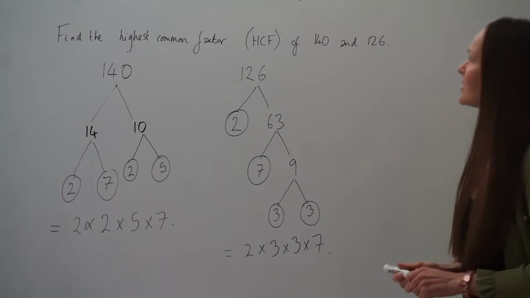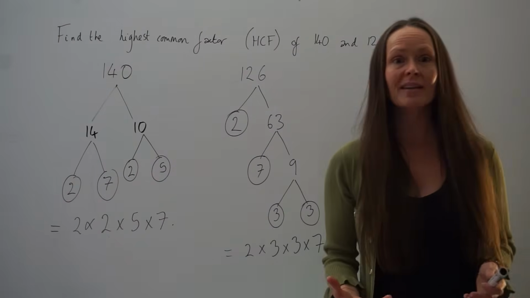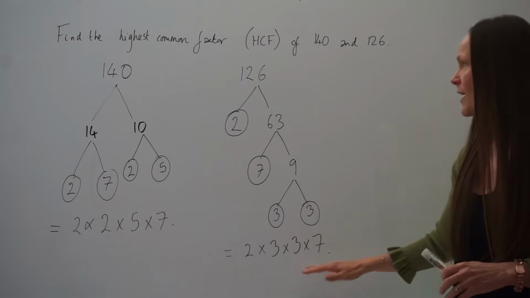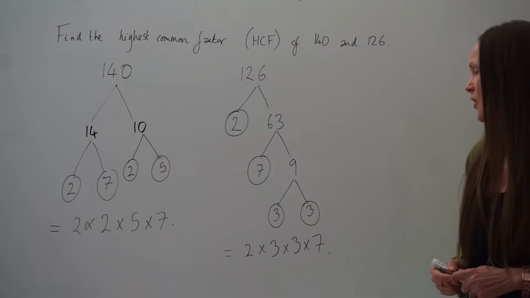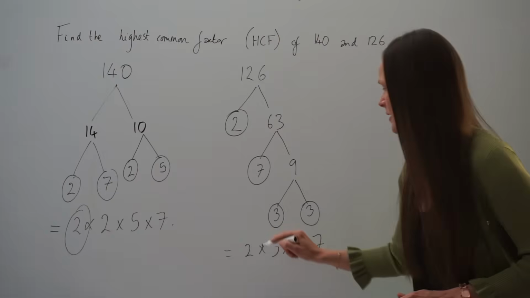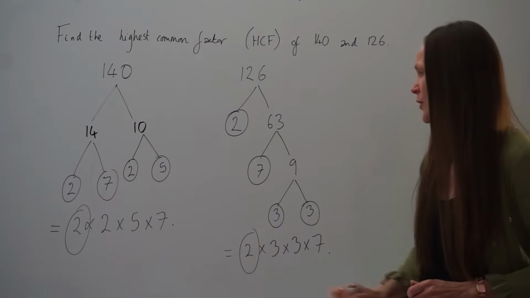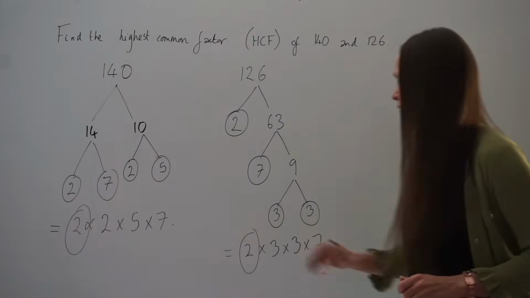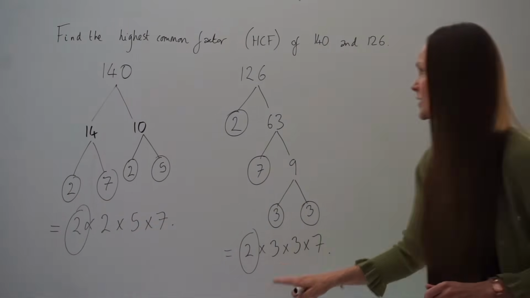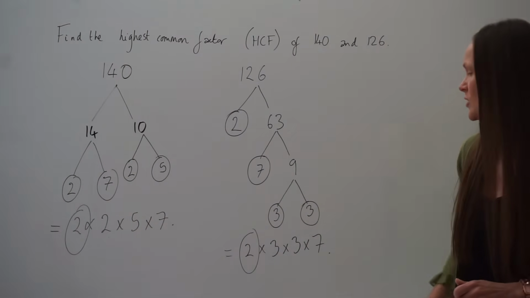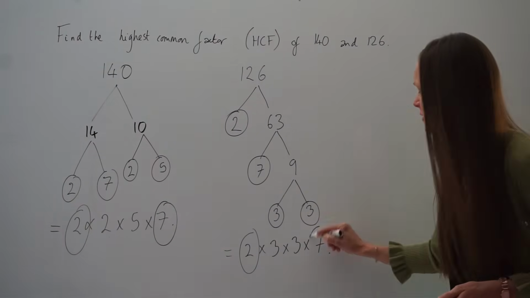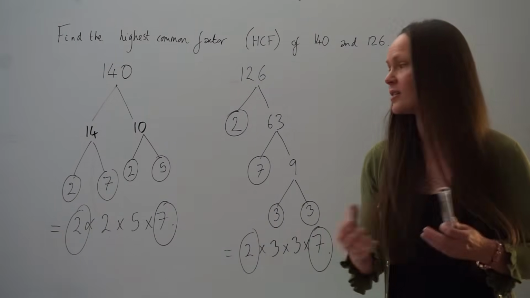Okay, so one last step. To find the highest common factor, what we have to do is look for the common prime factors between these numbers. So I can see that the number 2 occurs here and also here. The number 3 doesn't occur in both, so I'm not going to circle that one. This number 2 occurs with 140, but not with 126. So there's only one other common prime factor, it's this one, it's 7. Can you see? It's the only other number that occurs in both.